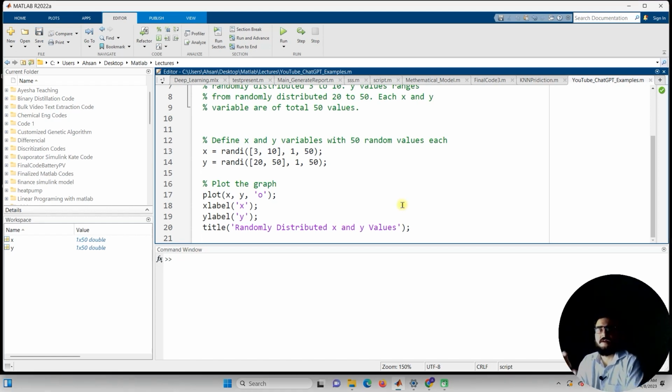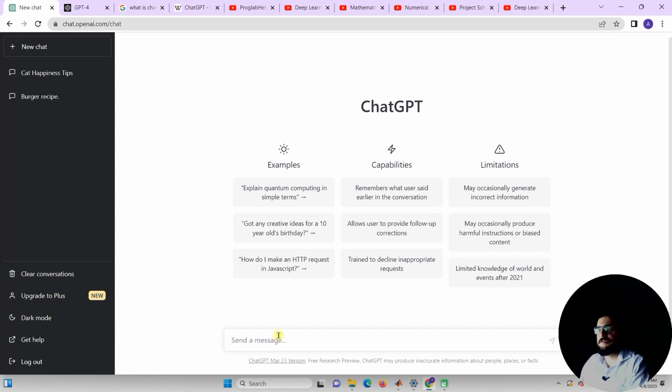Okay, now let's throw a little bit more complex challenge for plotting a graph on MATLAB and see whether ChatGPT is able to generate a code for it or not. So head over to the ChatGPT environment and we will enter the prompt. Write me a MATLAB code to generate a plot of a graph between x and y. This is the generic command we used in the previous prompt too.